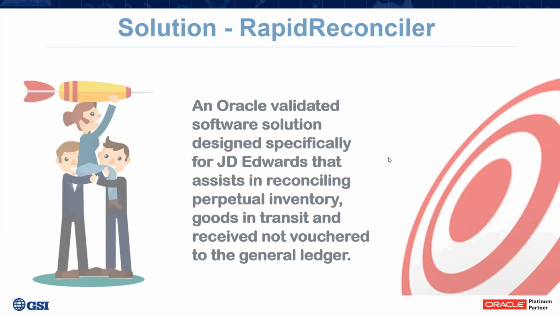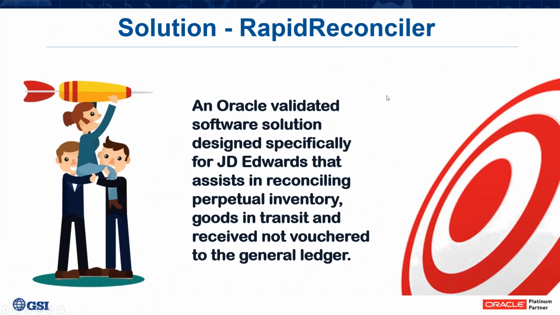Well, that's where RapidReconciler comes in, and I'm going to talk a little bit about that and give you a very brief demo on it. RapidReconciler is a proprietary product that we've developed at GSI. We've had it validated with Oracle, and it is designed specifically for JD Edwards. We have years and years of experience in JD Edwards, in distribution, in inventory specifically, and understand the problems that exist when we try to tie out our perpetual inventory to the general ledger.